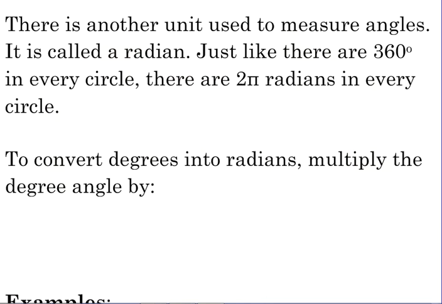So here's the relationship that exists. Just like there are 360 degrees in every single circle, doesn't matter the size of the circle, how big the radius is or anything like that, all of them have 360 degrees. There are 2 pi radians in every circle.